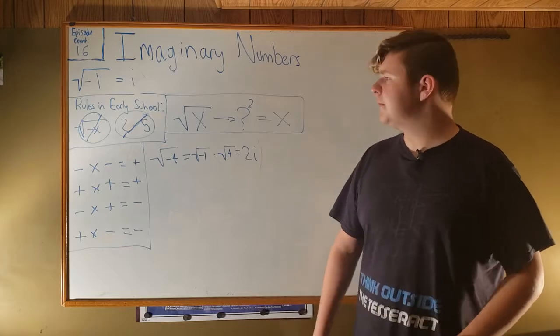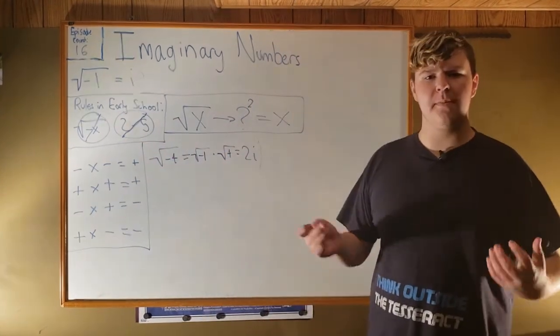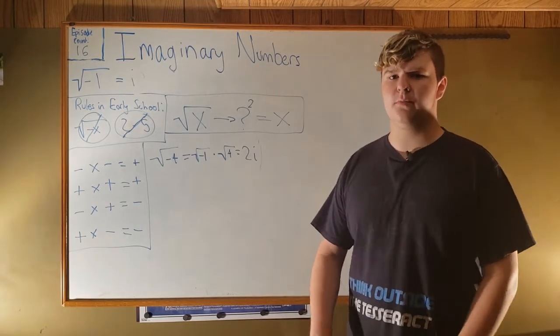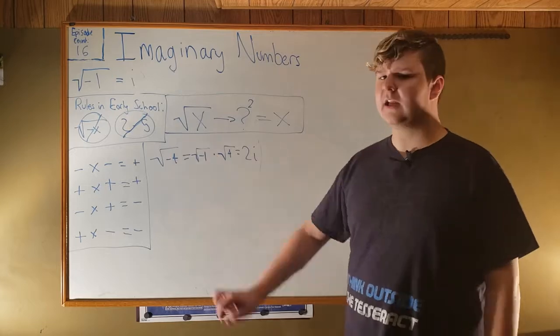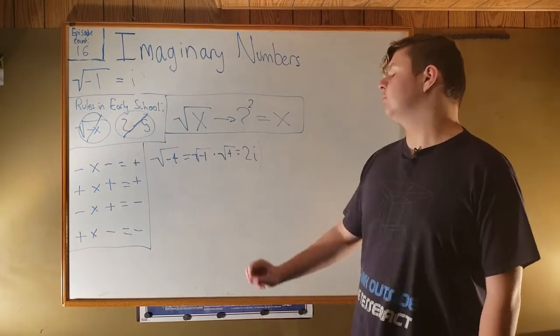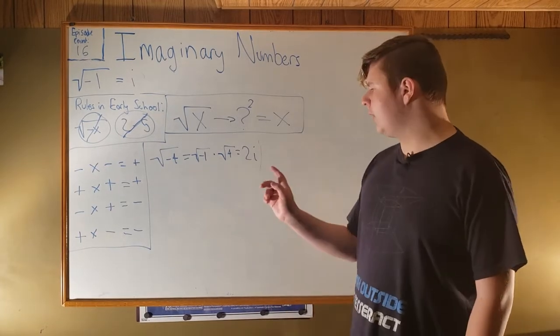Well, first of all, we have to define the square root of -1 as i. This stands for imaginary and can then be used to make the square root of any negative number. For example, the square root of -4 is really just the square root of -1 times the square root of 4, which gives us i times 2, or 2i.